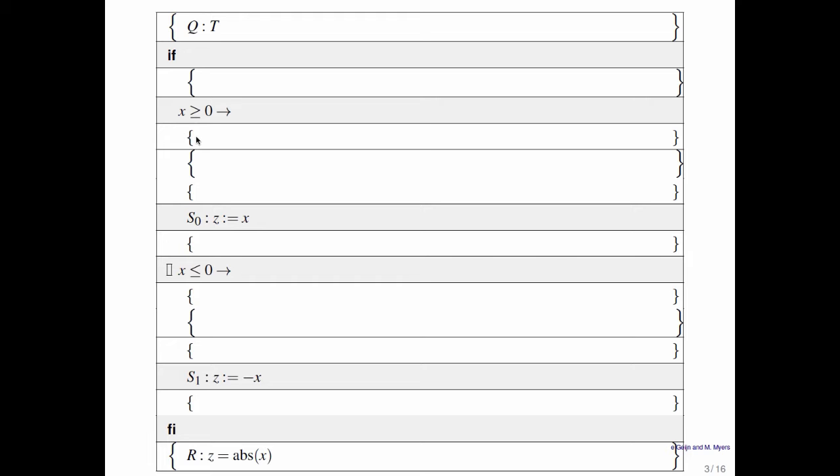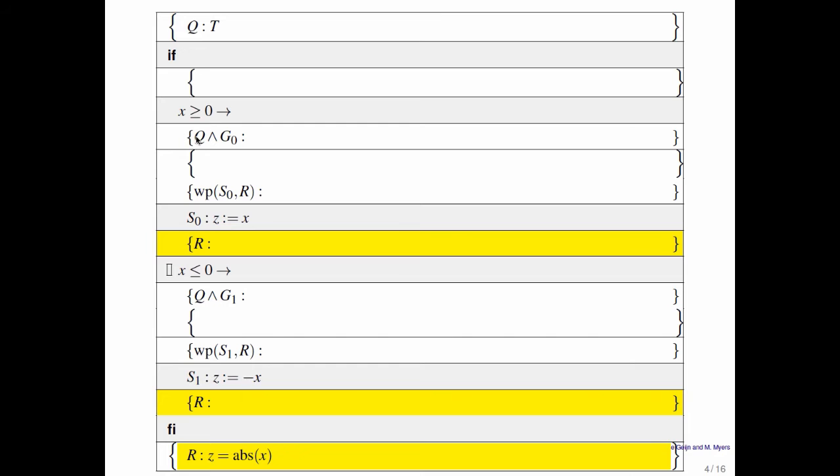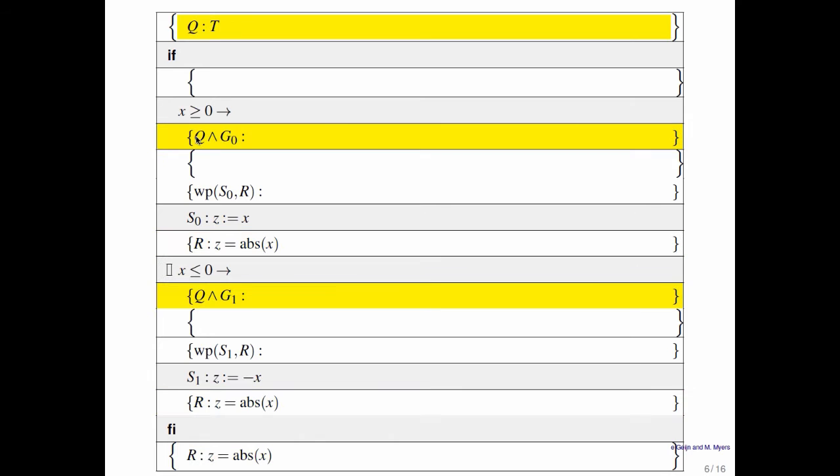And what do we get? Well, first of all, we know where R must be true. After each of the guarded statements, R must be true. So we can fill that in. Similarly, we know immediately after you check each of the guards, Q and that guard must be true. And you can fill that in. That's just a matter of filling in what you know.